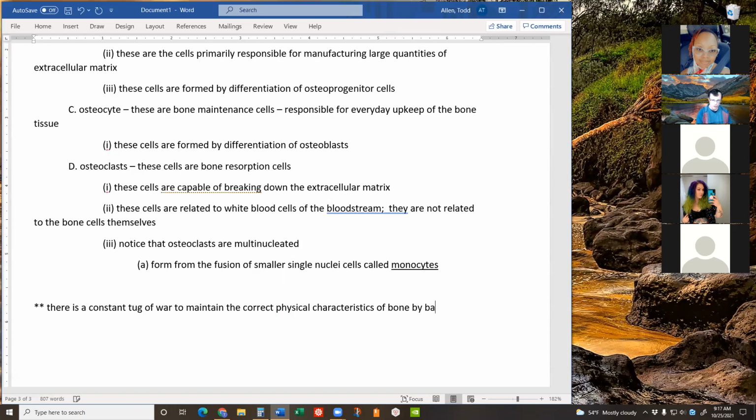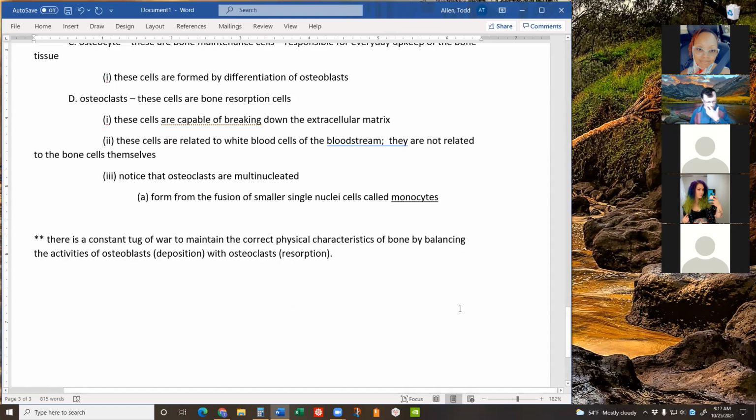So I'm putting in your notes here. There's a constant tug of war to maintain the correct physical characteristics of bone by balancing the activities of osteoblasts, which are responsible for bone deposition, with osteoclasts, which are involved in bone resorption. We'll talk more about this next time, and I will show you a video next time that helps give you a way to think about this.